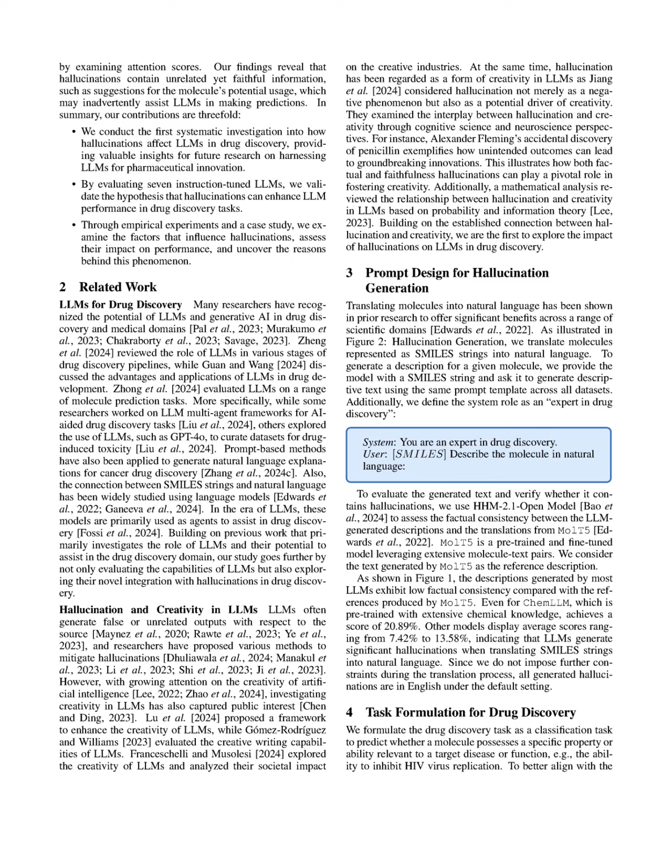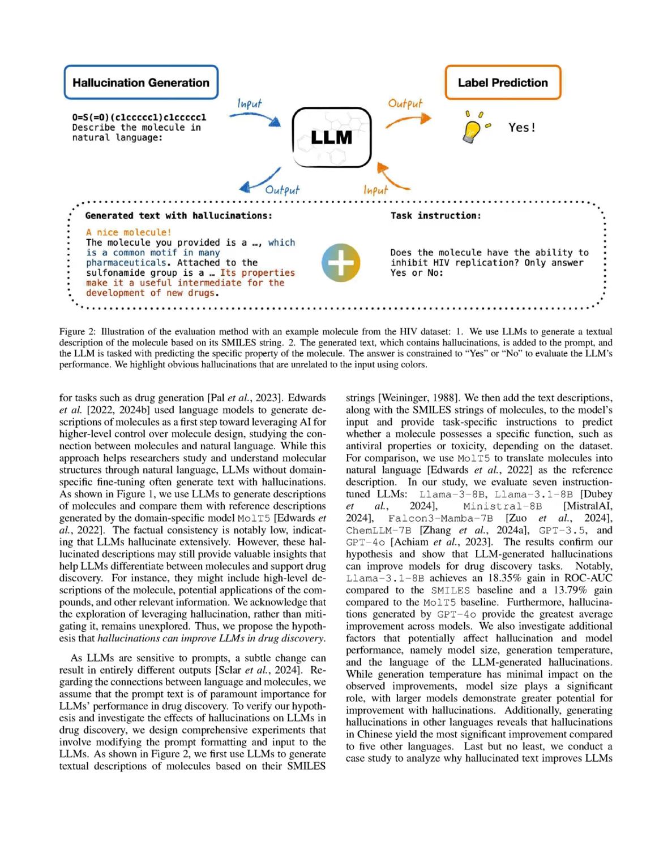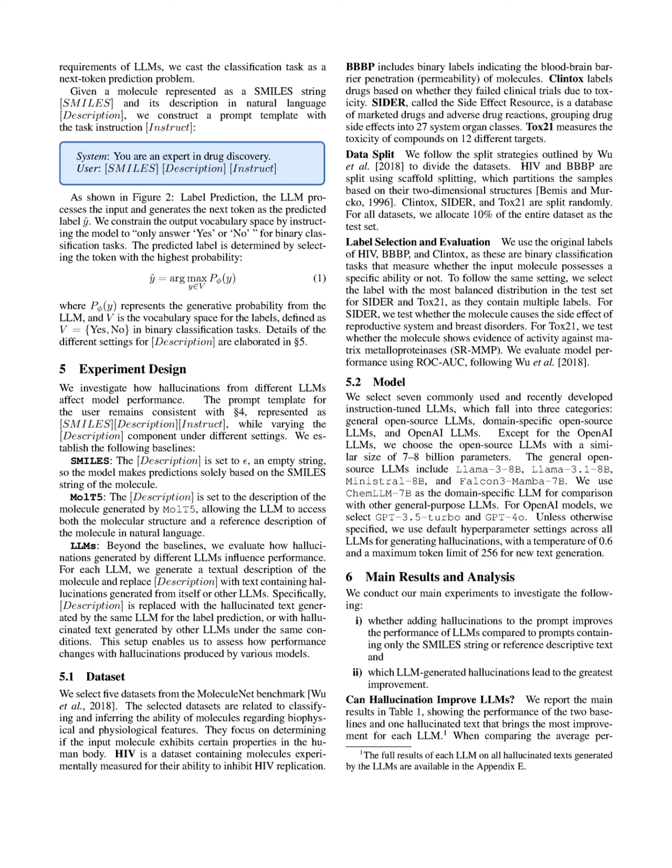The proposed method for leveraging hallucinations in LLMs involves a systematic approach to enhance drug discovery tasks. First, the process begins with generating textual descriptions of molecules based on their SMILES strings using various LLMs. Next, these generated descriptions, which may contain hallucinations, are incorporated into the model's input, alongside the SMILES strings and specific task instructions. The prompt template is structured as SMILES, description, instruct, where the description component can be replaced with either hallucinated text or reference descriptions from a domain-specific model like MolT5.